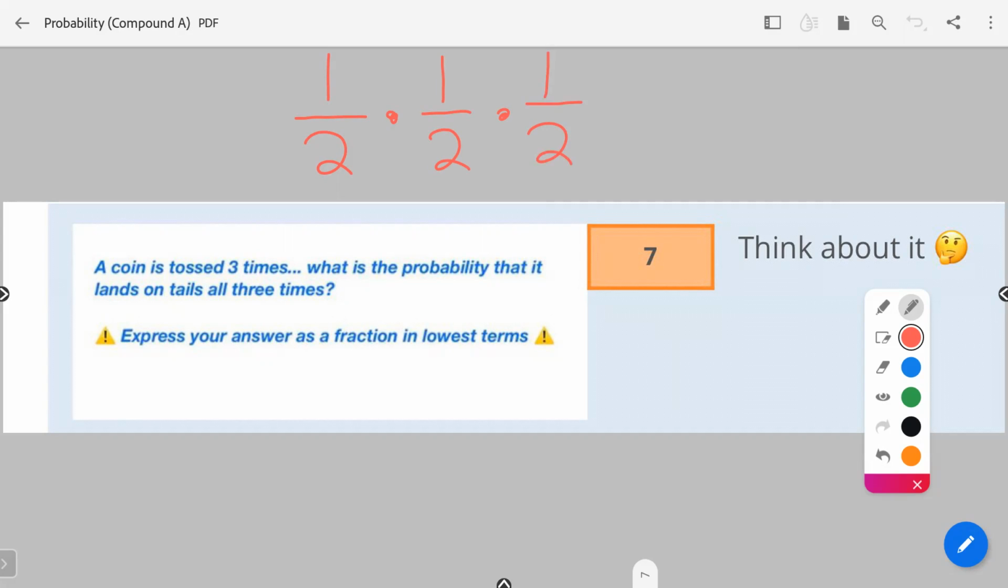Now, most students are able to set this up and get right here, and then they do the math, and I see all the time a lot of bad mistakes. Remember, when you multiply fractions, you take the top times the top times the top, and then you take the bottom times the bottom times the bottom. 2 times 2 times 2 makes 8, not 6.